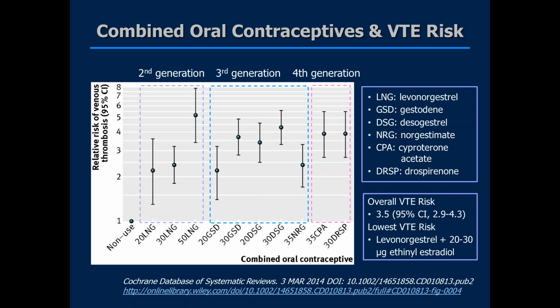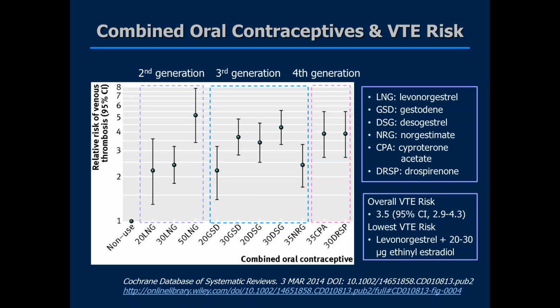Based on the data from 15 studies that included a non-user group, the overall use of combined oral contraceptives was found to increase the risk of venous thrombosis approximately 4-fold. So the relative risk was 3.5 with 95% confidence intervals extending from 2.9 to 4.3. 14 studies provided data per type of oral contraceptive, and all of the preparations were associated with more than a 2-fold increased risk of venous thrombosis compared with non-use.